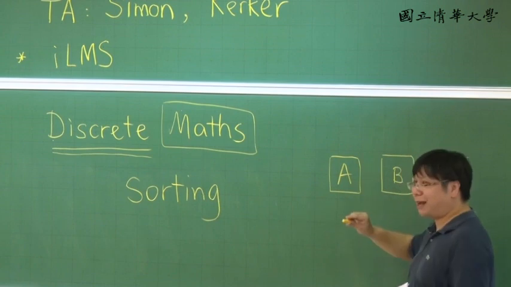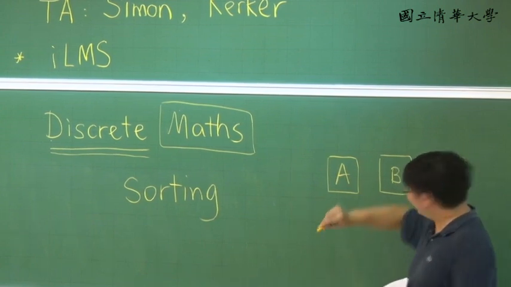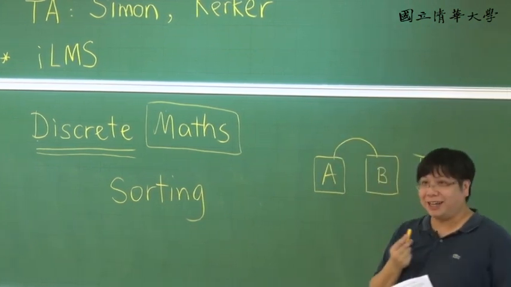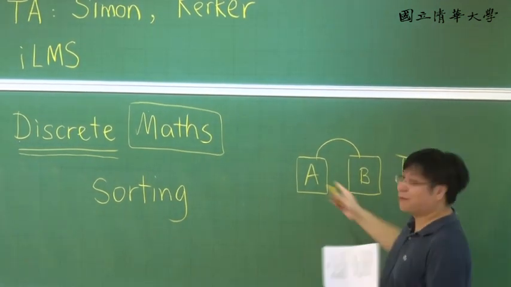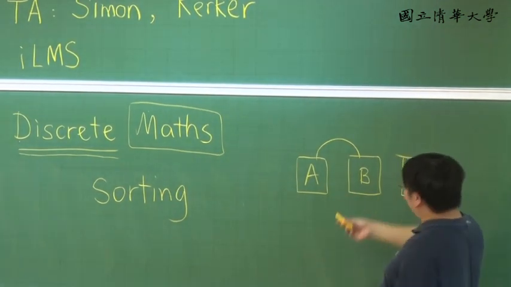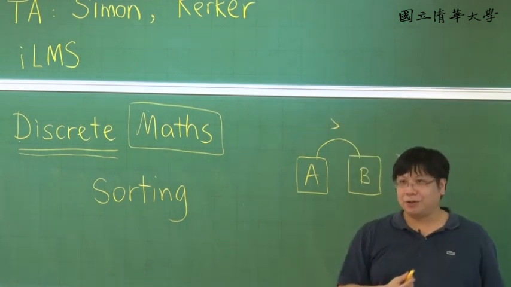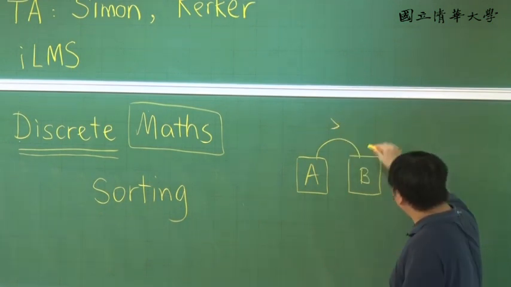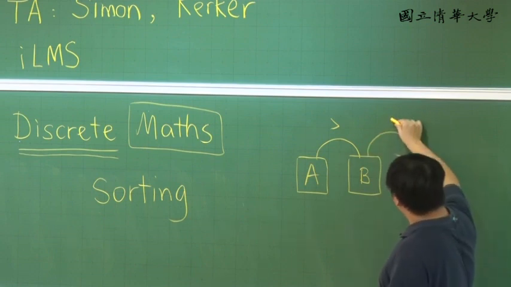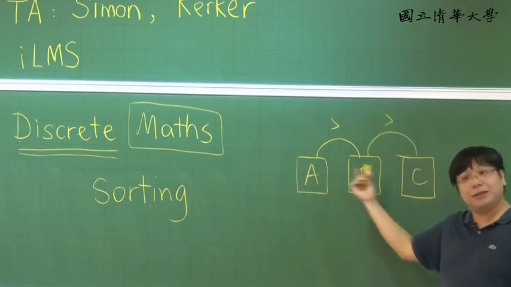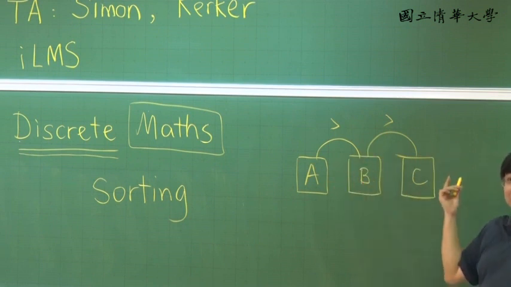Compare 2 times? Maybe, let's see. Let's compare A and B. 3 times, okay, good. Let's see. Let's compare A and B. Maybe A is greater than B. Then what do we do? Let's compare B and C. Maybe B is still greater than C. Good. Then in this case, we know that A is greater than B is greater than C.